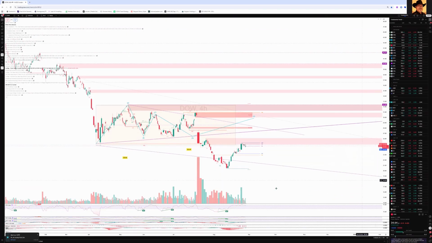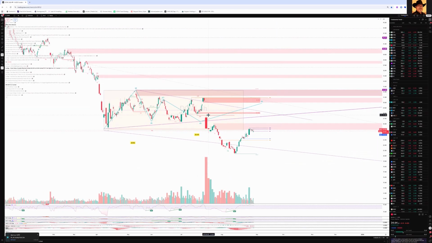Dow, beautiful push off of that low. Needs to get up and fill this gap. Doesn't get bullish until we get above this 32.37. But it's a good spot to sell some covered calls, I would think.